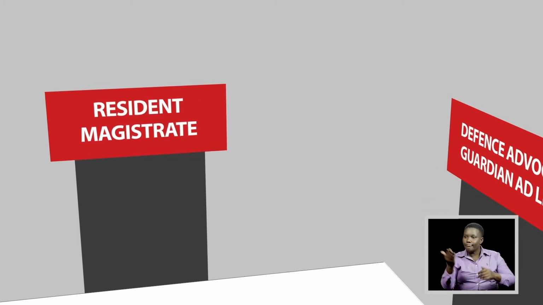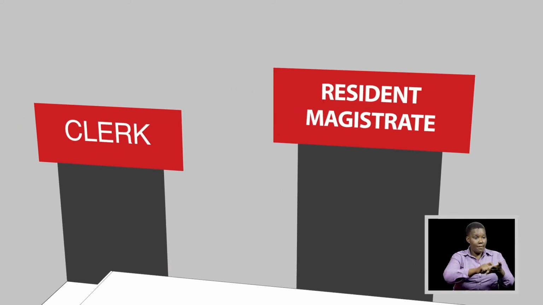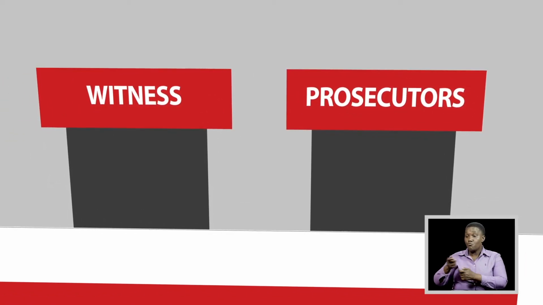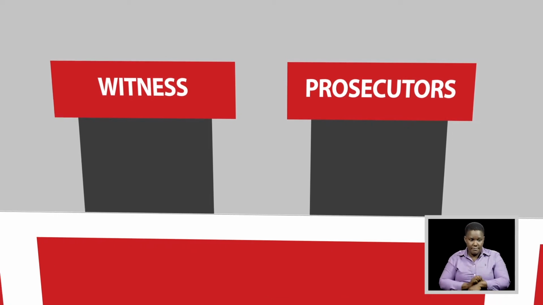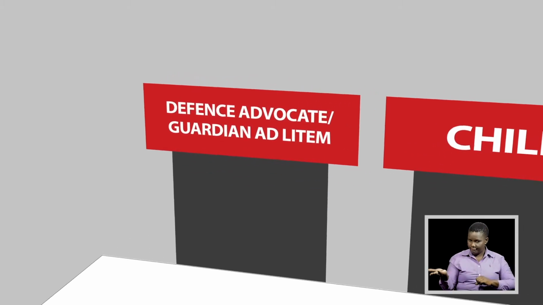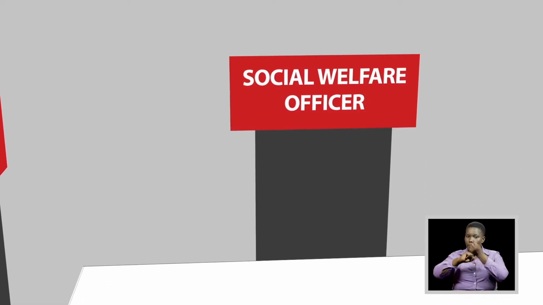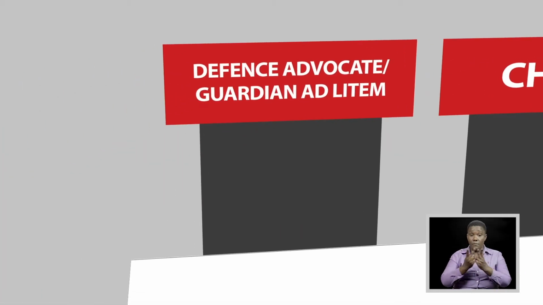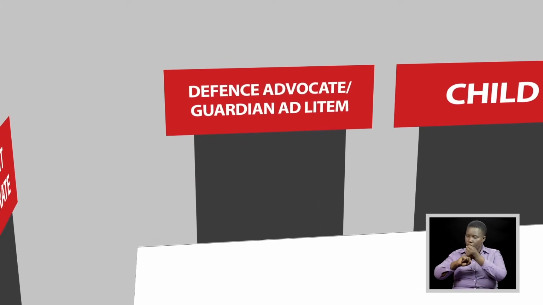Resident magistrate, responsible for leading proceedings. Clerks, responsible for administration. Public prosecutors. They are responsible for prosecuting cases and delivering sufficient evidence or appropriate cases to court. Advocates. They are responsible for representing children. Social welfare officer, responsible for supporting children, including conducting a social inquiry report. And guardian ad litem, or paralegals, responsible for supporting and representing children.